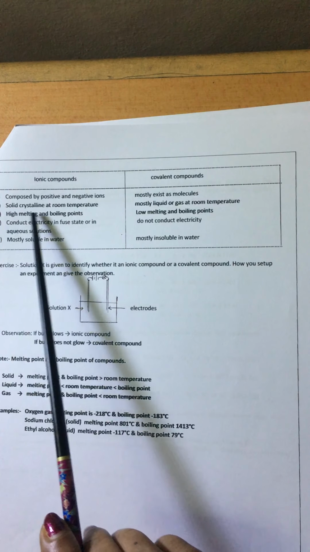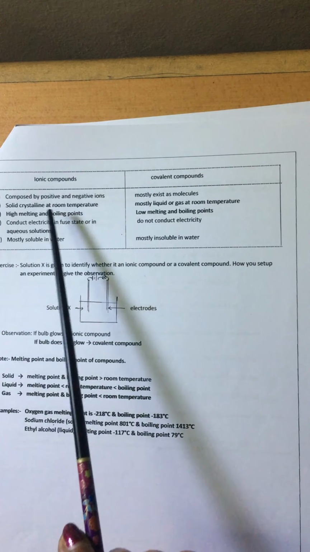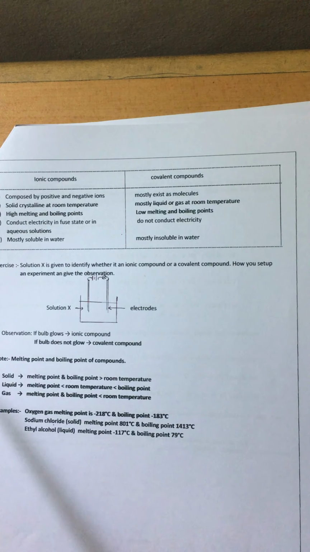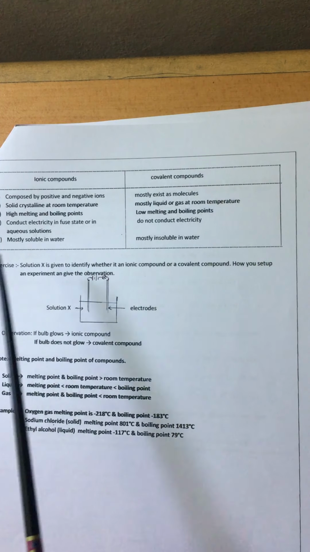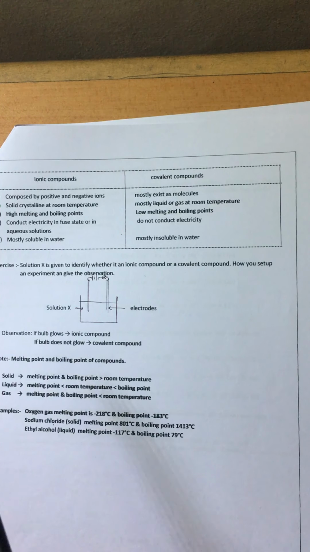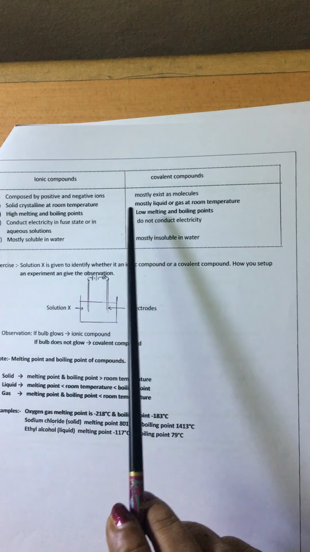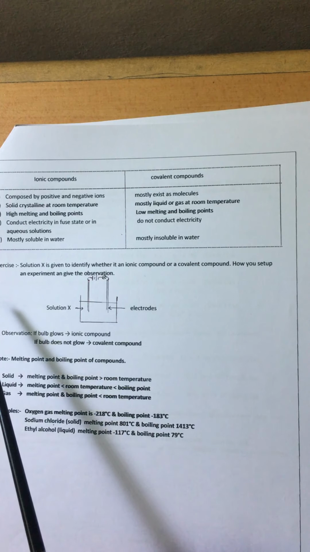At normal temperature, that means room temperature, ionic compounds are mostly solids. Covalent compounds are mostly liquid or gas. Mostly they are liquids and gases, though some are solids. You know carbon dioxide, chlorine, methane, ammonia, all of which we saw as examples. Those are covalent compounds.